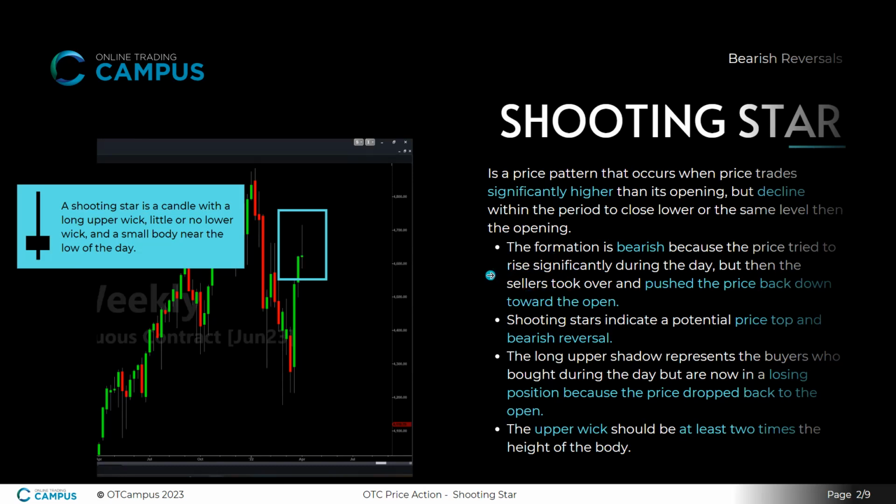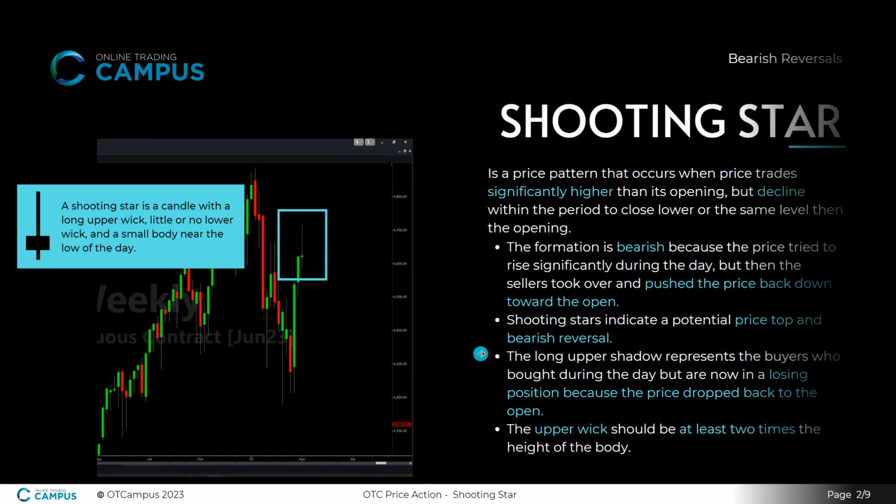The formation is bearish because the price tried to rise significantly during the day, but then the sellers took over and pushed the price back down to the open. That means at the end of the week of this time frame, the sellers are definitely more powerful, the winner over the buyers. Shooting stars indicate a potential price top and bearish reversal. Most of the time, the shooting star indicates a potential price top. That's the top of the price formation here, okay?